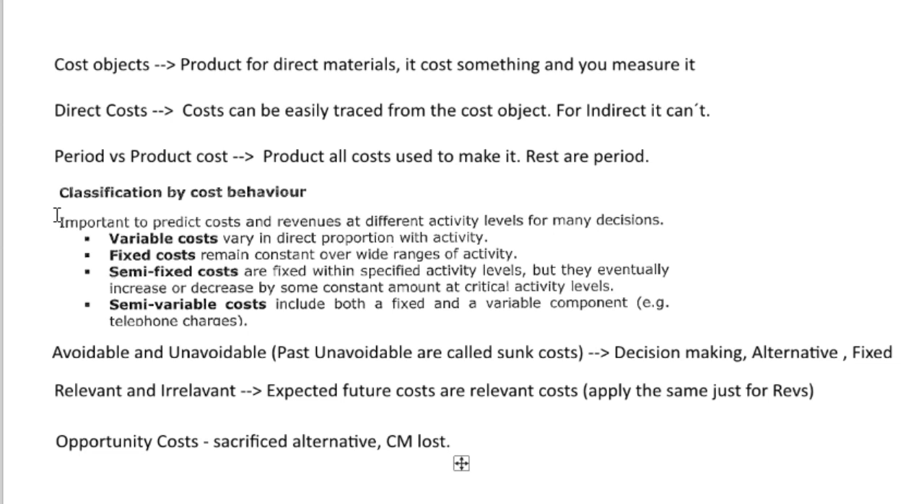Okay, so if that makes sense, let me just repeat the last part. Relevant cost will change in the future, right? And irrelevant won't change. So these are directly tied in with the avoidable and unavoidable, right? All this in the future becomes this, and opportunity cost is just the contribution margin lost.